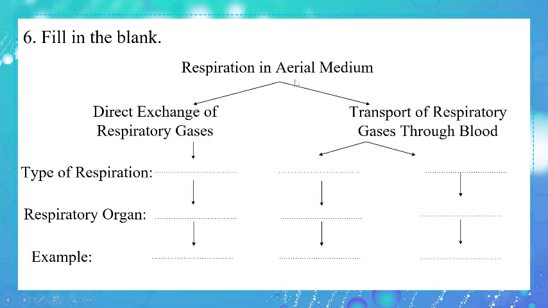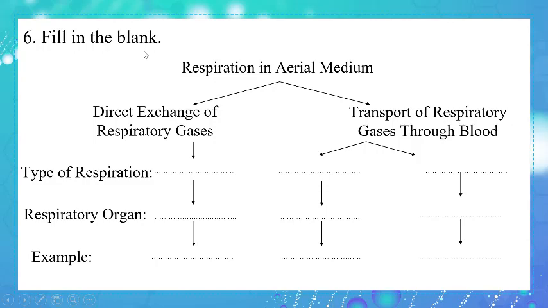Now let's answer the following question about respiration in aerial medium. Respiration in aerial medium is divided into two types. In the first case, we have direct exchange of respiratory gases, which means that the respiratory gases are exchanged directly between the respiratory organ and the other organs of the body. In the second case, we have transport of respiratory gases through blood, which means that the respiratory gases are transported between the respiratory organ and the other organs of the body through the blood.